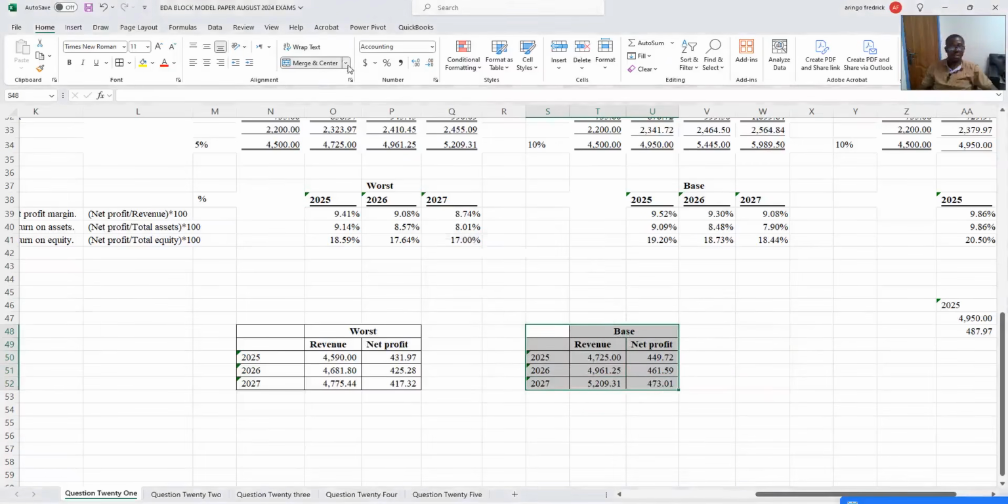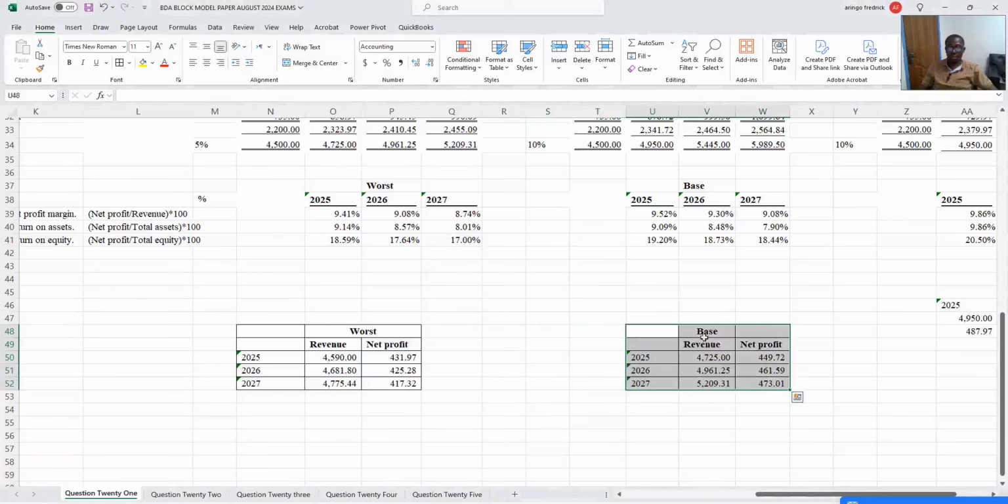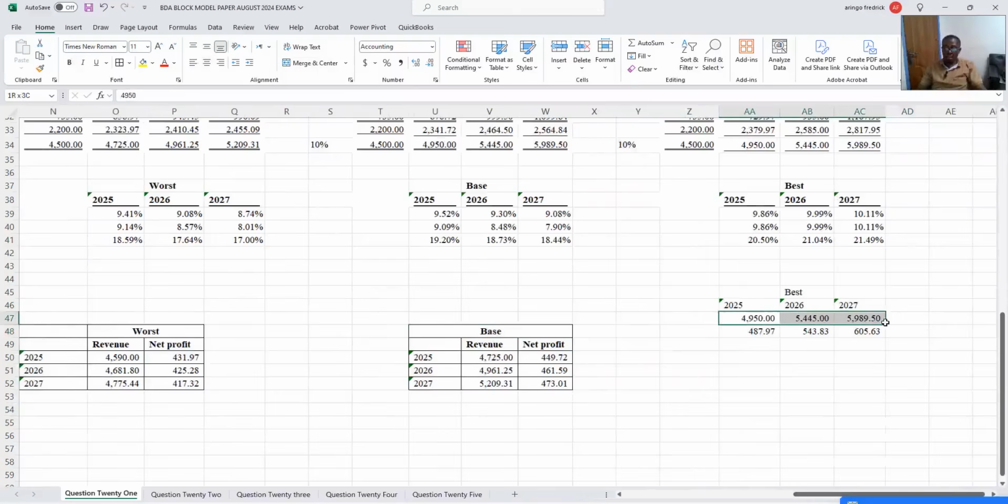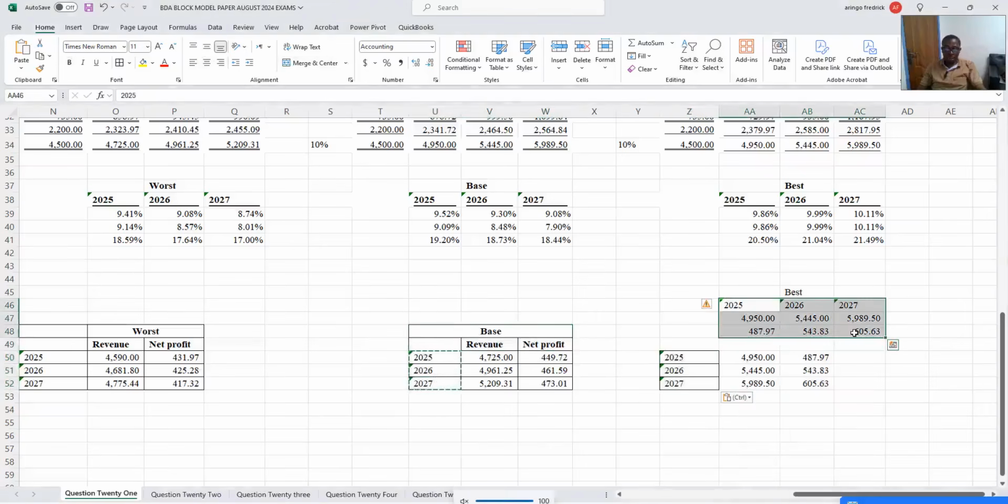Okay, because they are merged, I can unmerge first. Then I bring it to this point. Then I merge and center, the same procedure we applied on the best case. So we have it at that point, the period given. I'll just remove that, of course, and have this here.